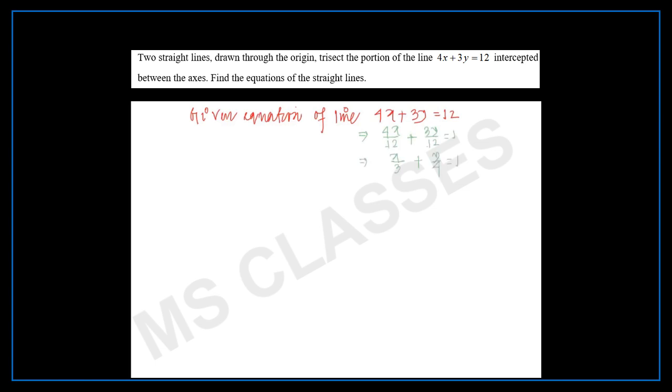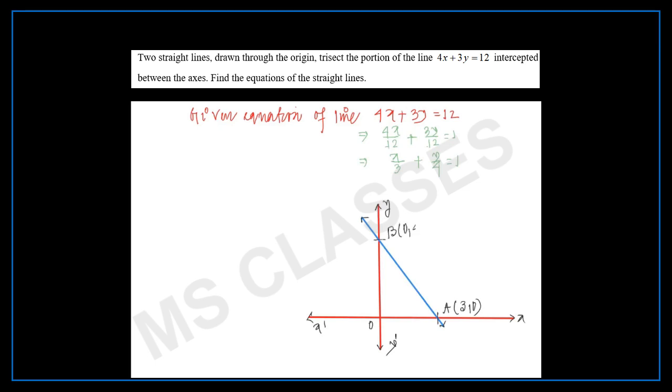Now if we plot this line, we observe it is X prime, origin, Y. It will look something like this. This is the line we are talking about. This point is A, which is (3, 0). This point is B, which is (0, 4). So this is the line we are talking about, 4x plus 3y equal to 12.